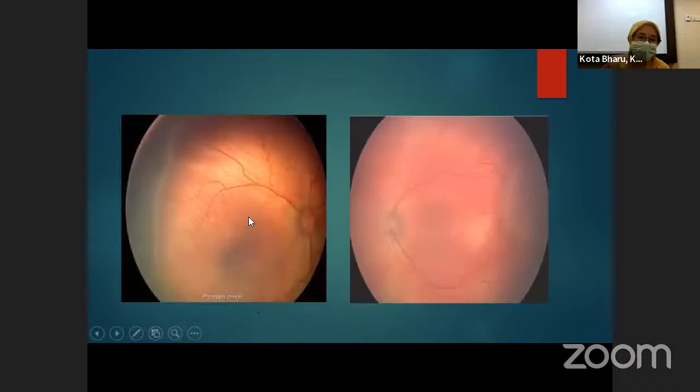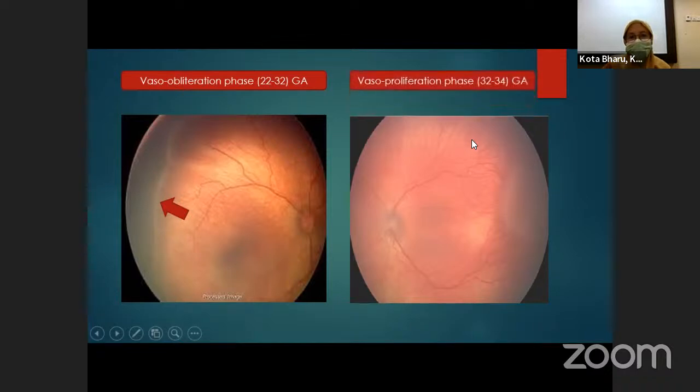Okay, this fundus photo shows what happened in the vaso-obliterative phase that usually occurs at 22 to 30 weeks gestation. This fundus photo shows the vascularized retina, and this is a peripheral immature retina. Usually, we can detect the demarcation line or ridge at this stage. What signs can we see during the vasoproliferative phase that usually occurs at 32 to 34 weeks? This fundus photo shows neovascularization that occurs in the vasoproliferative phase.